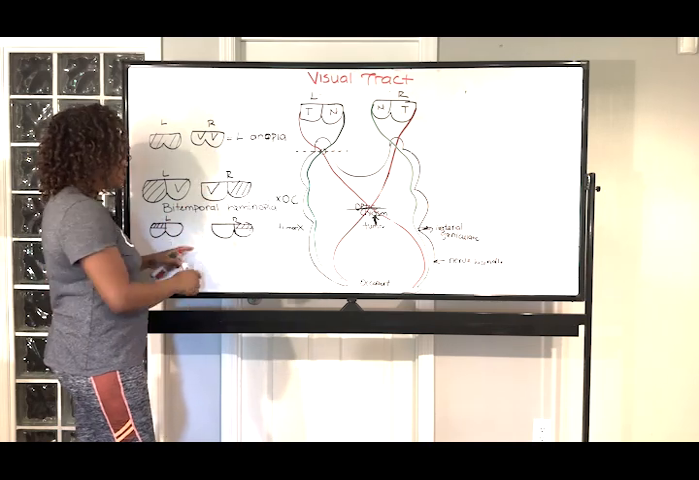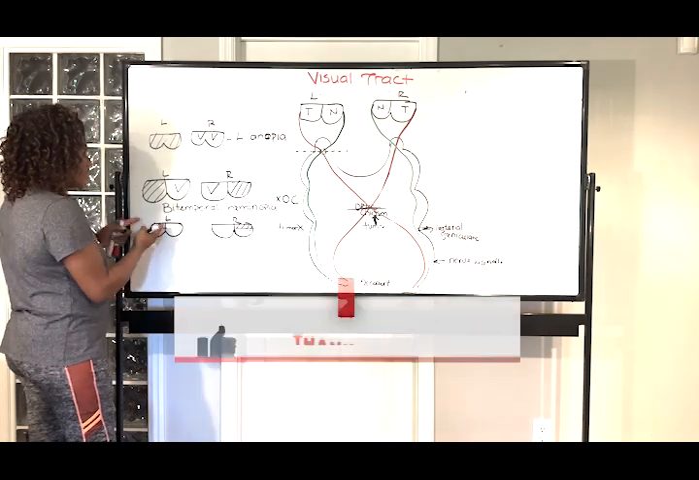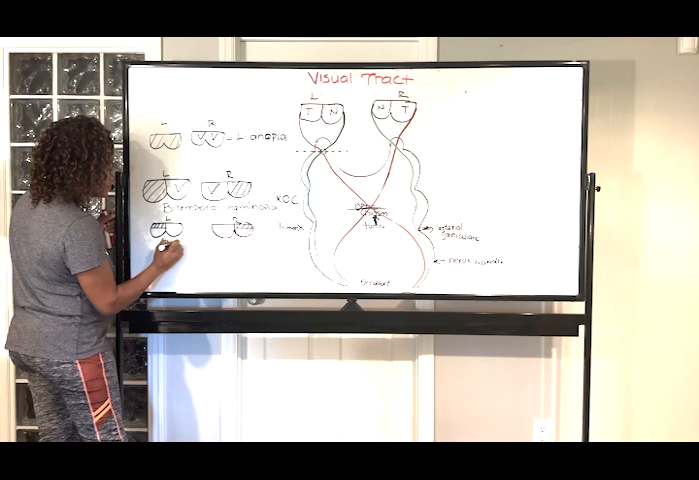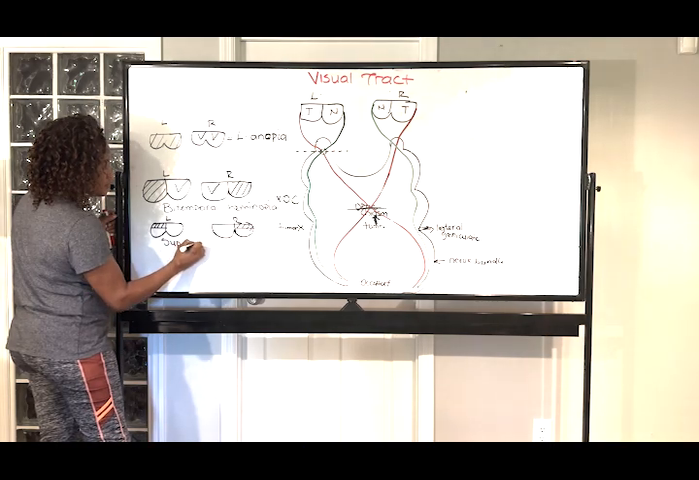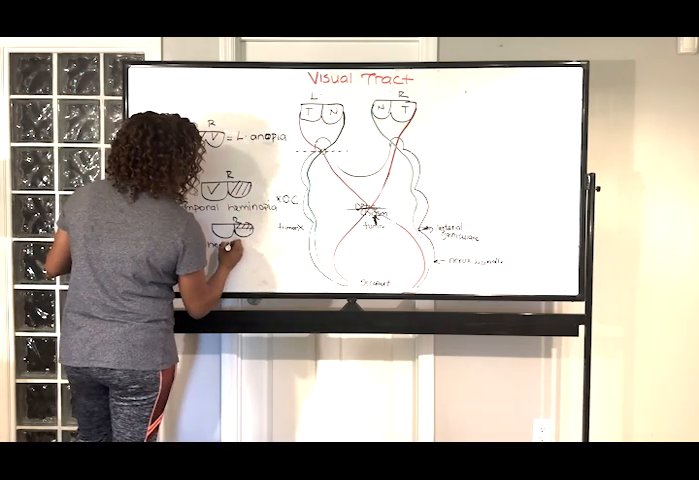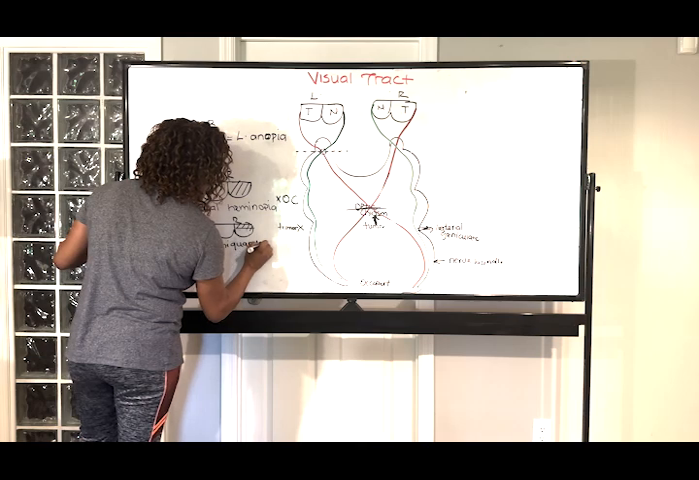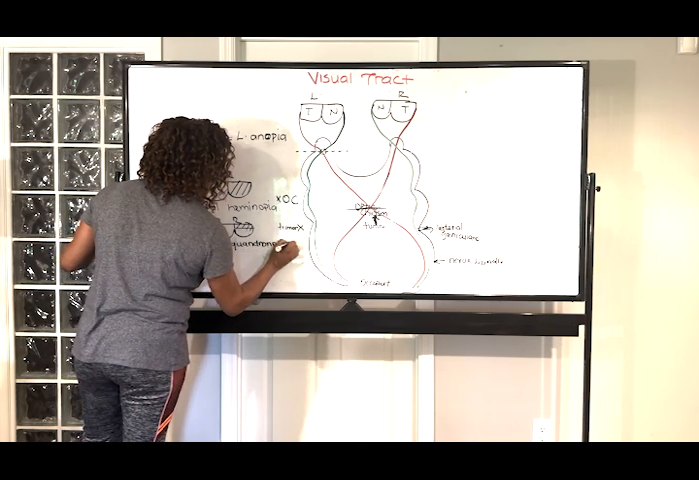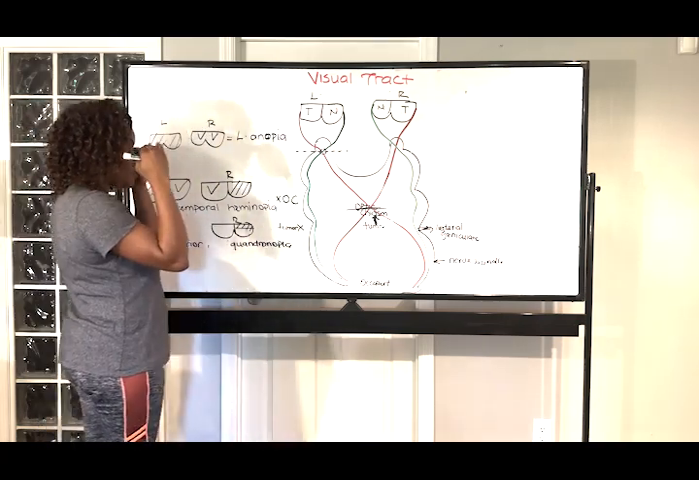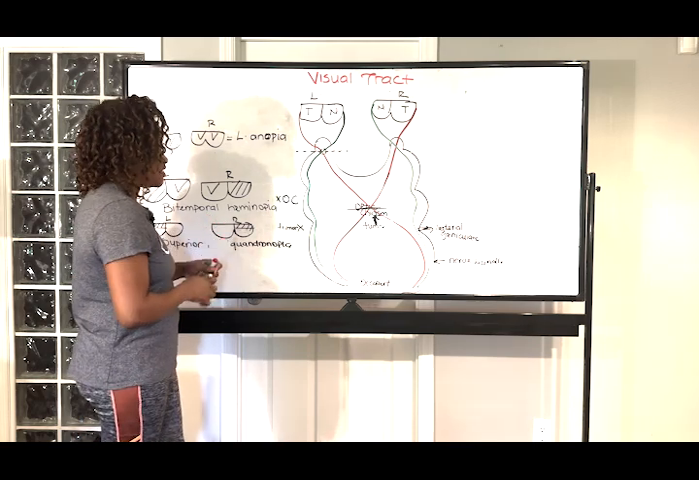Because this happened on the temporal side and on the upper part, we're going to call this a superior quadrantanopia. Because it's only the superior part of the vision that you're losing, right?